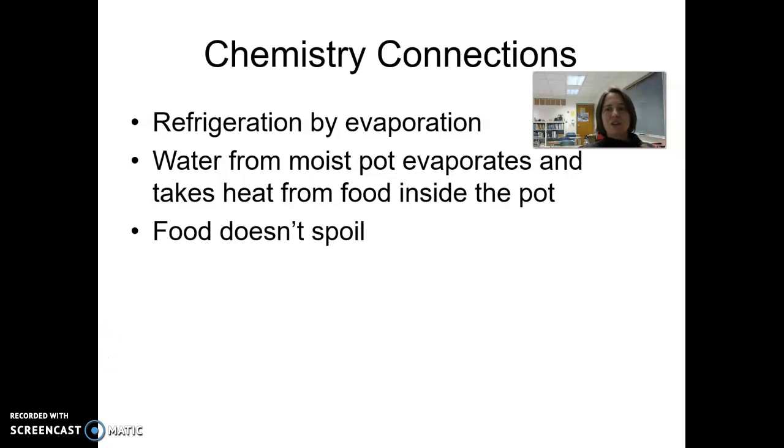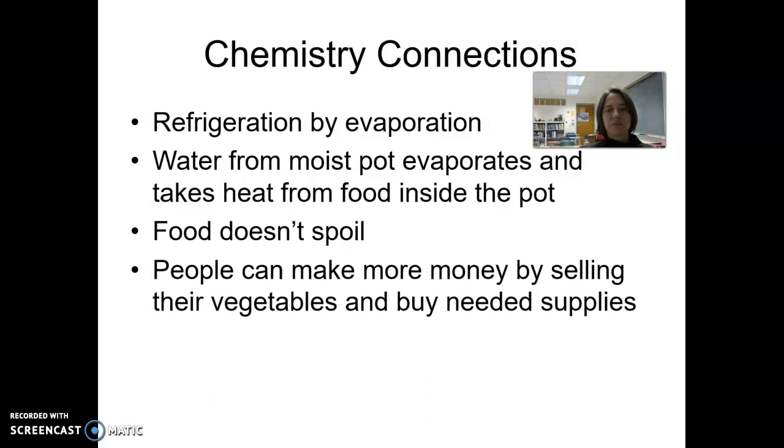And then when you're cooling things down, they don't spoil as fast. So I feel like that's a pretty ingenious way of having refrigeration without any electricity. So what? Well, this could be a game changer for people. People could make more money by selling their vegetables, and then they could buy the needed supplies. Like maybe they can make enough money that their kids could go to school, or maybe they could make enough money that they can afford the doctor. And so this could be a real game changer for a lot of people.